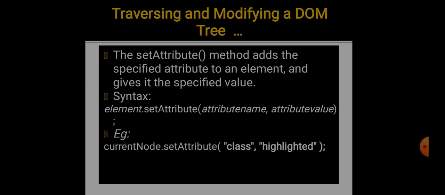Then there are some other functions that we already discussed for changing or modifying the attributes of an HTML element. Here you can see the function setAttribute. That method adds the specified attribute to an element and gives it the specified value. Its syntax is element.setAttribute, and as parameters we provide the attribute name and its value. For example, if I execute currentNode.setAttribute with class and highlighted, that will change the class attribute of the current node to highlighted. In this way, we can modify the attribute of a node.